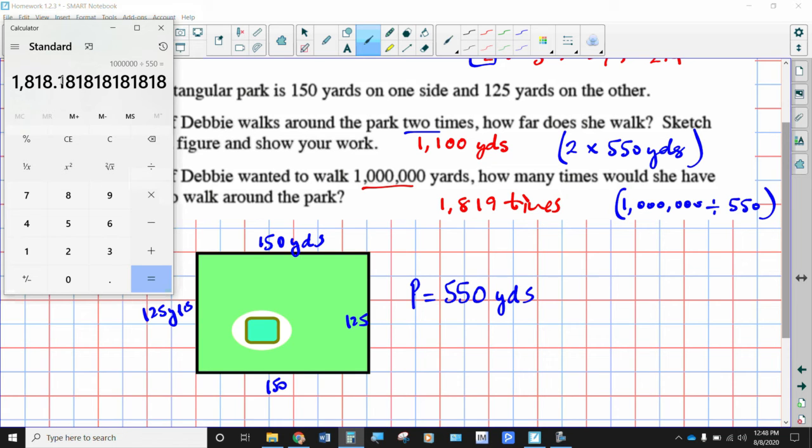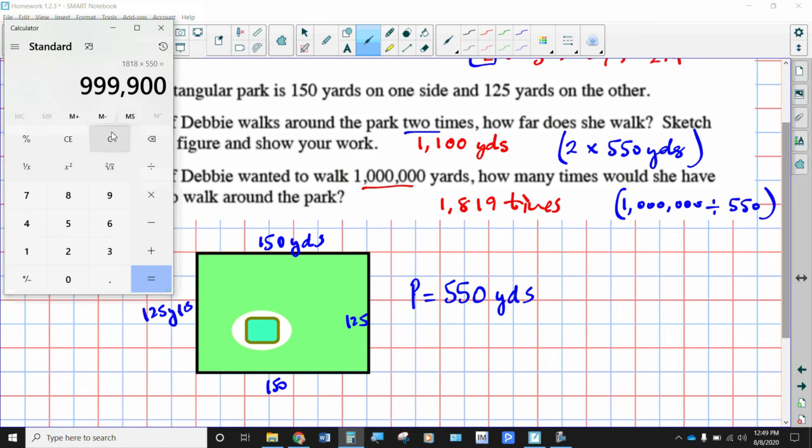So it's 1,818.18. Now, if you just rounded that down to 1,818, that would not be the right answer because 1,818 times 550 would leave you 100 yards short of your goal of 1 million yards.